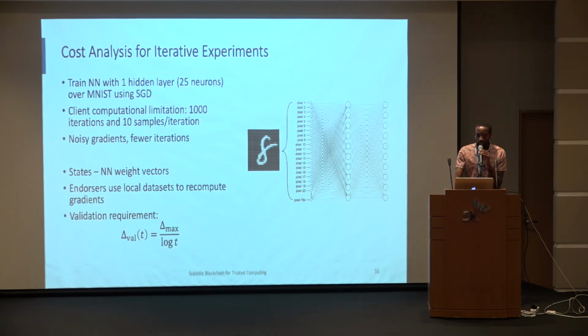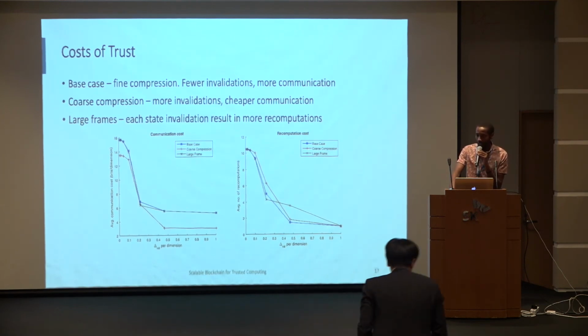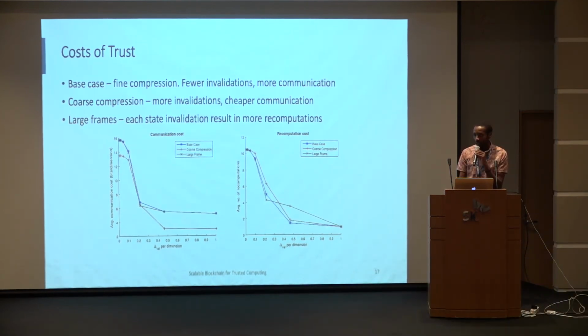So in this case, they can only train the network independently. The states are the weights of a neural network, and the validation threshold is chosen to decay with the number of iterations. So the closer to convergence of SGD, the stronger the requirements for validation, and so the more accurate the reporting of the neural network weights. Looking at the cost of trust, the best case that we had is using small compression errors with moderate frame sizes. We also have the coarse case, which allows larger compression error for the same frame sizes.